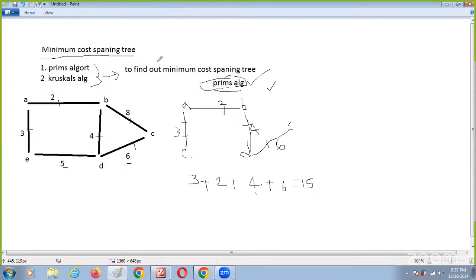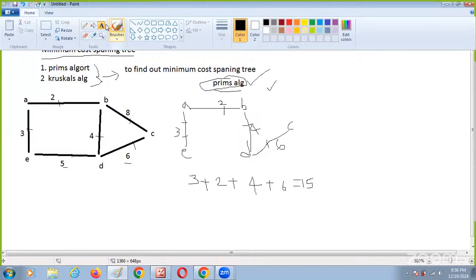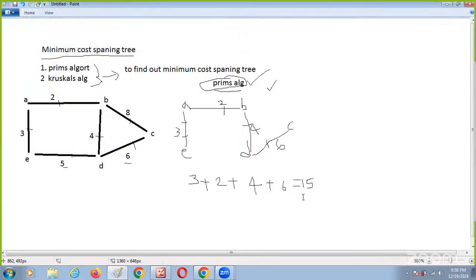Not only multiple choice type questions, we also have some questions like direct fill in the blank. That is also possible because they will not give multiple choice. They will give you just the graph and ask what the minimum cost spanning tree is. You need to enter 15 directly. You don't have any options. For that type of question, this is possible.